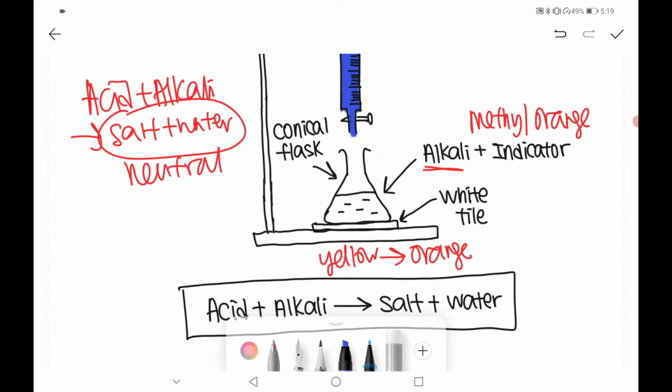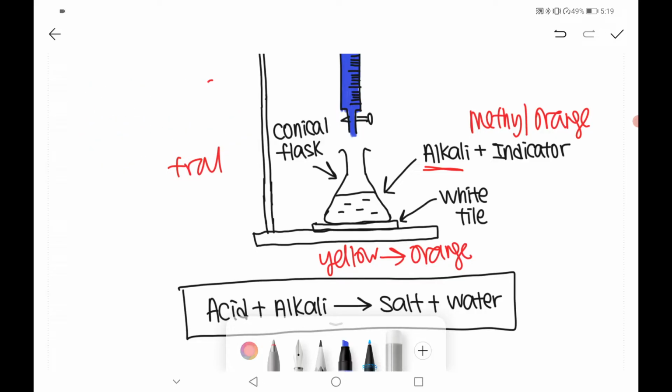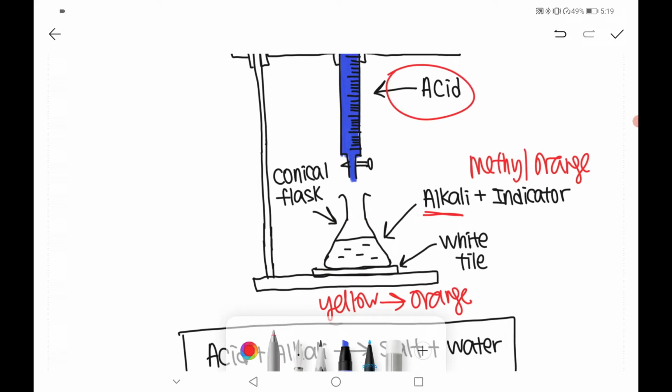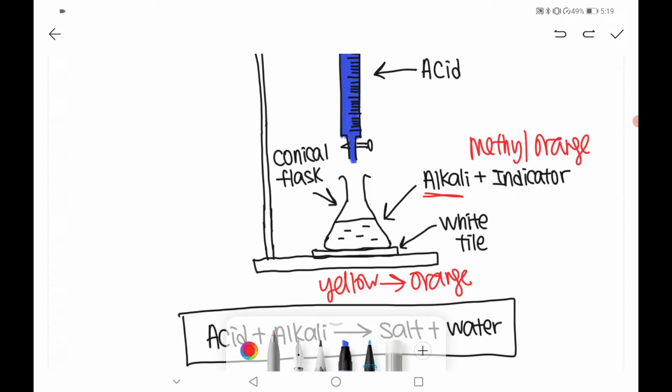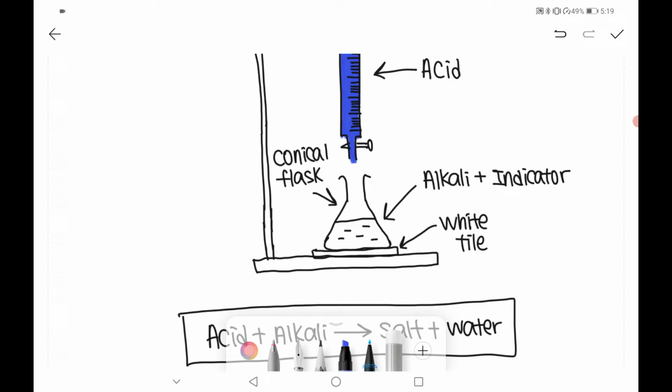When the yellow color changes to orange, it means that all the alkali here has already reacted with the acid to produce salt and water. When the final product is salt and water, it is neutral, and the color changes from yellow to orange. This is the beauty of the indicator. When we see the color change on the indicator, we know that the titration has come to an end.